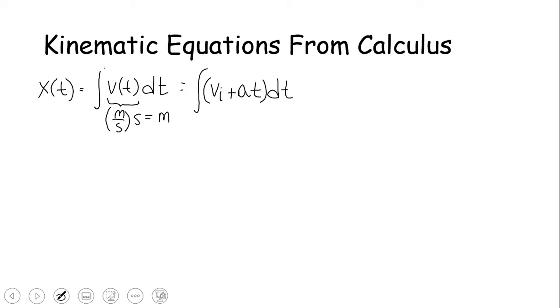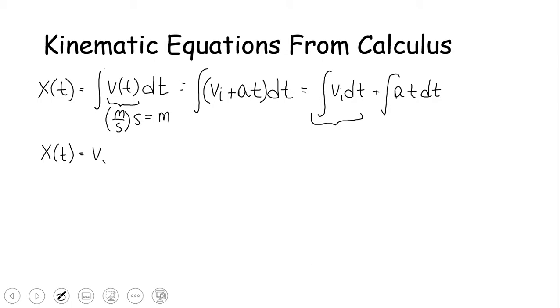Now I can split this integral into two integrals. So I can have v initial dt plus at dt. Again, the first integral is identical to the previous integral that we just evaluated, and it just gives us v initial, which is a constant, times t. The second one, I can pull the a out to simplify it, and it's the integral of t dt.